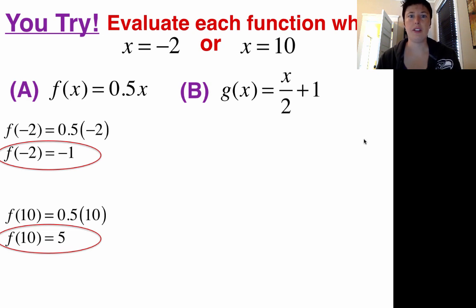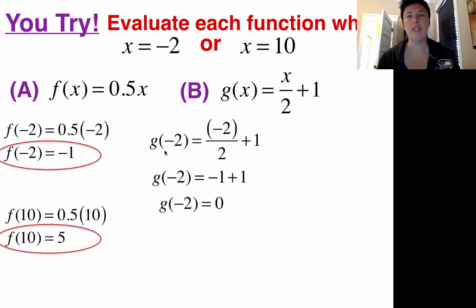Okay, let's check your answer. Let's see if you're doing this correctly. Test yourself. This is a good way for you to see: do you really have this down? So I'm going to put -2 in. G of -2 means I would have -2 over 2 plus 1. Well, fractions mean divide, and 2 divided by 2 is 1, but it has to be a -1. And -1 plus 1 is 0. So the answer is g of -2 equals 0.